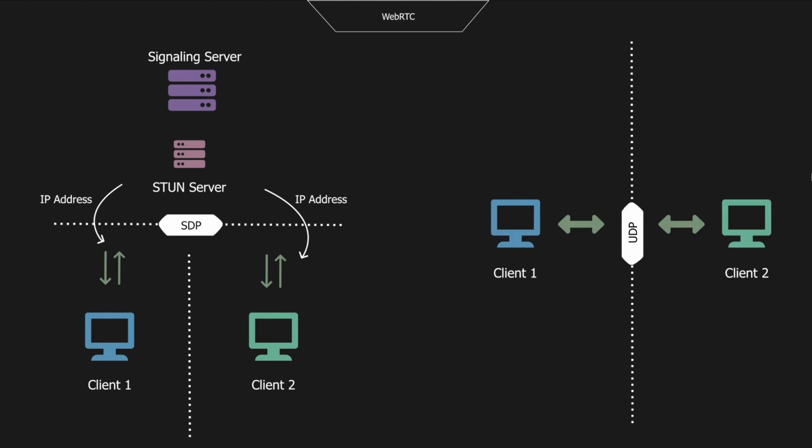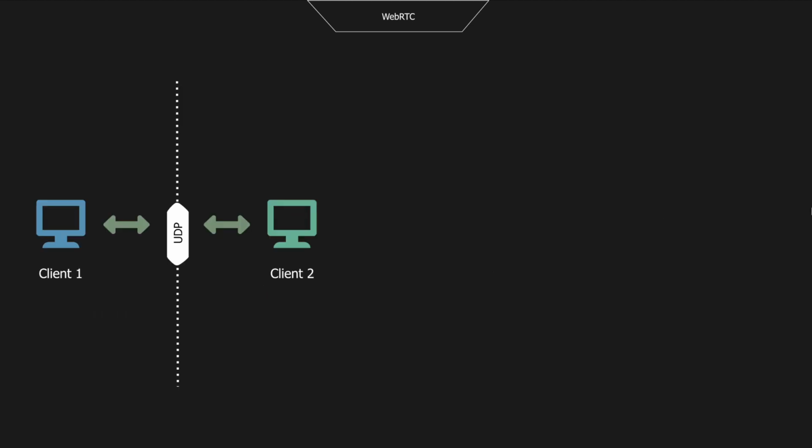Once the connection with the servers is established, both the clients can communicate with each other on UDP, which is User Datagram Protocol, a popular protocol that may have some sort of data loss, but it enables very quick communication between both the clients without the need of a server. This is an ideal choice for modern applications.